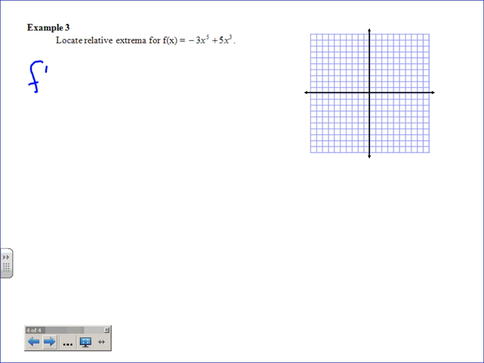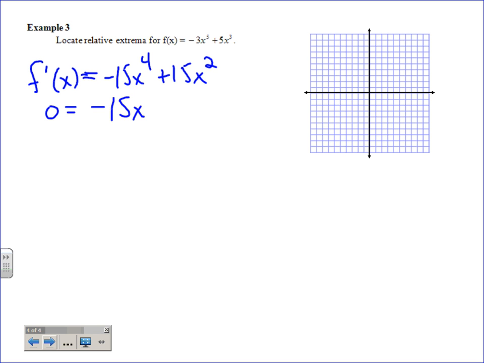So the first derivative, which is where you're going to find extrema, is negative 15x to the fourth plus 15x squared. That's never undefined, so you don't have to worry about it. Then you set that equal to 0 to find potential extrema. I would probably factor out the negative 15x squared. You don't have to do it this way, but it is a way that works. Then you get x squared minus 1.